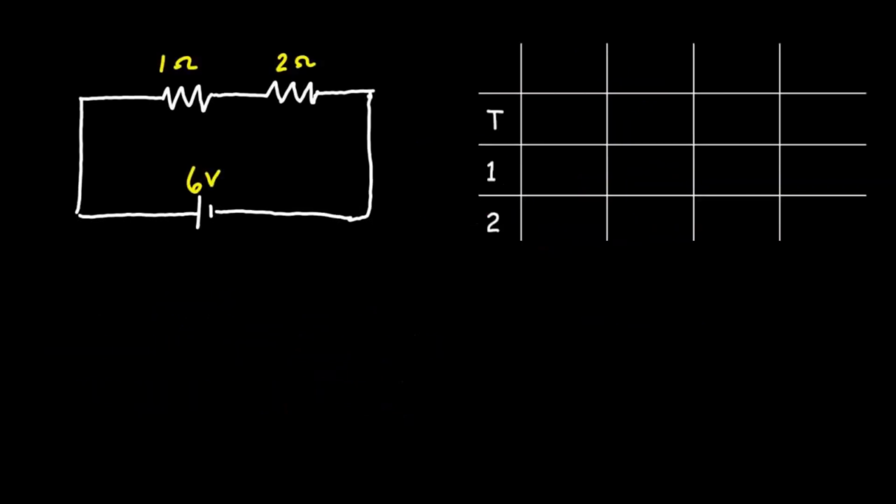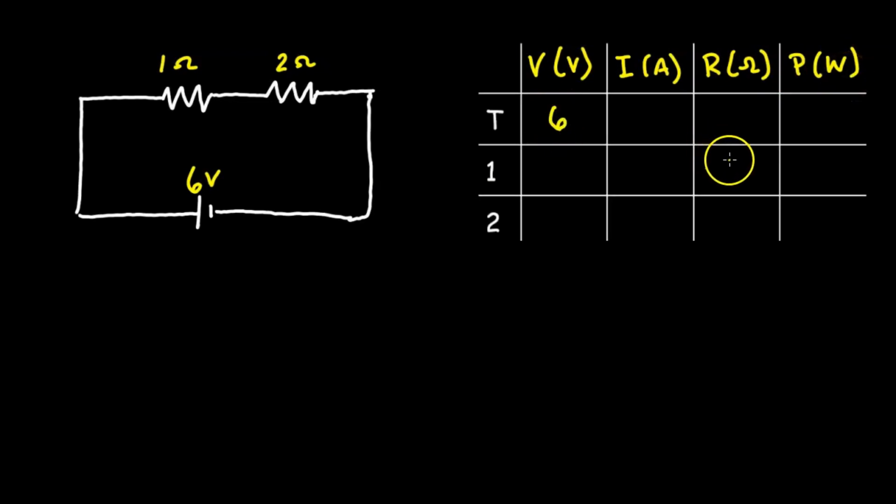Now we'll analyze a series circuit mathematically using the VIRP chart. The V stands for voltage and is measured in volts. The I stands for current and is measured in amperes. The R stands for resistance and is measured in ohms. The P stands for power and is measured in watts. This circuit has a 1 ohm resistor and a 2 ohm resistor connected in series.